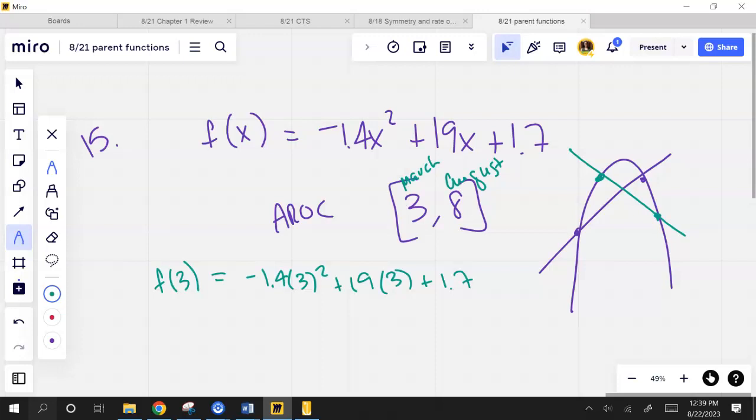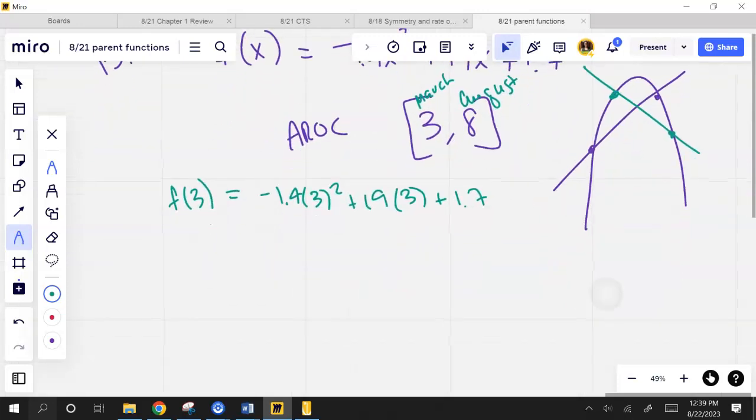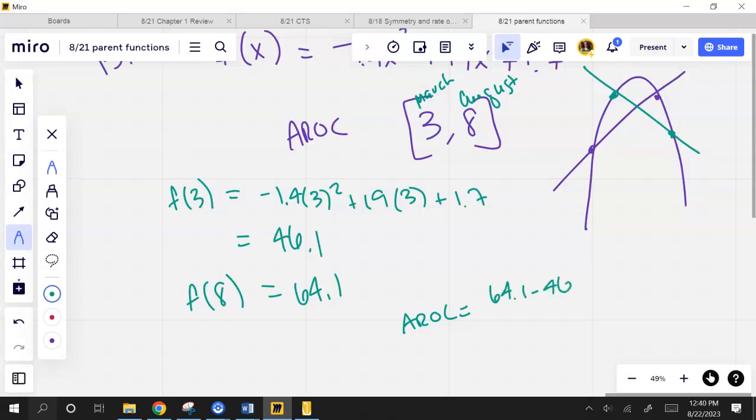All right. So now that you know, can you do AROC on this one? So f of 3, what's f of 3? Somebody tell me. 46.1? Then I'm going to do f of 8. What do you get? And now I just do slope between those 2 points. Remember, half of your credit is coming from your units, so make sure you get that right. So I got 64.1 minus 46.1 over 8 minus 3. And you get, I don't have the answers. 18 what?